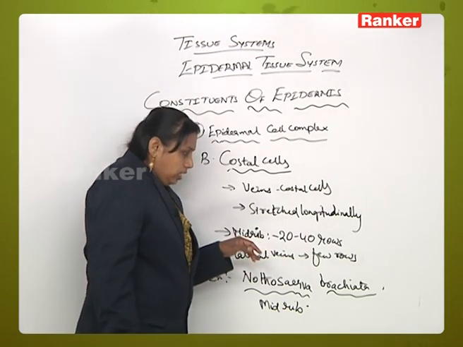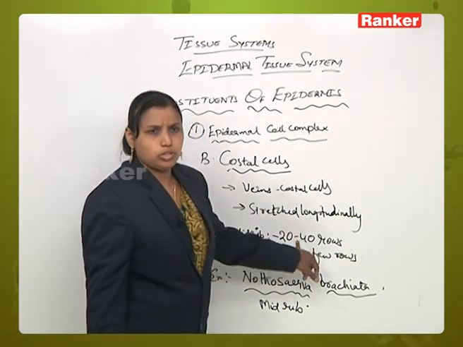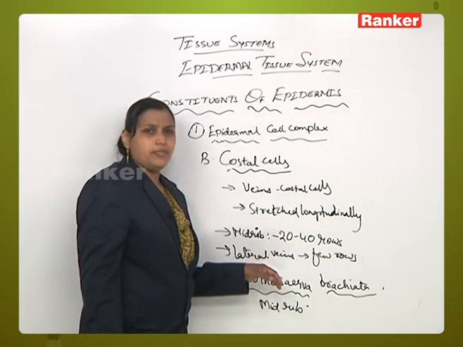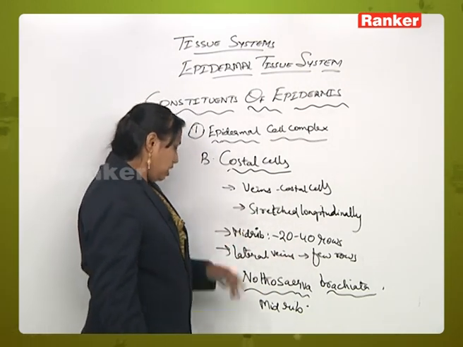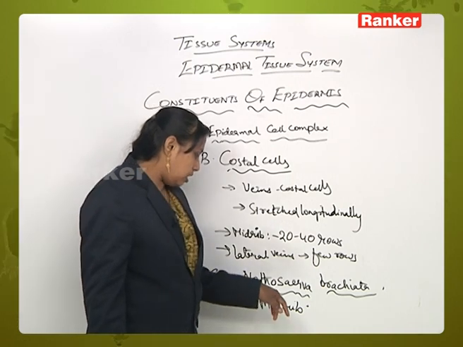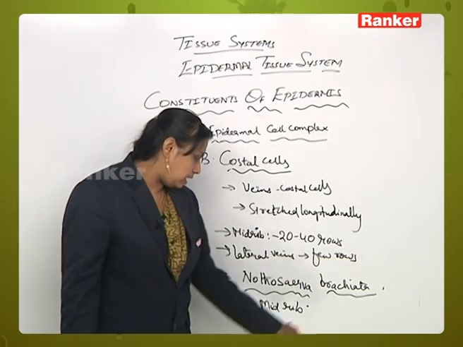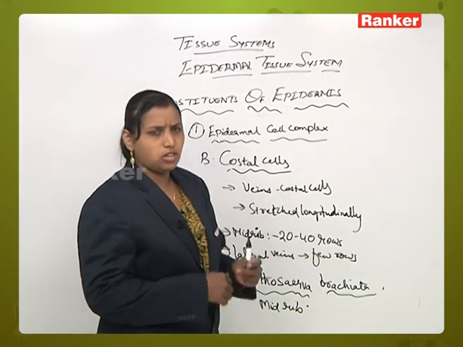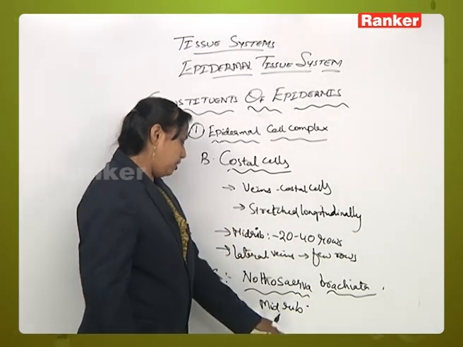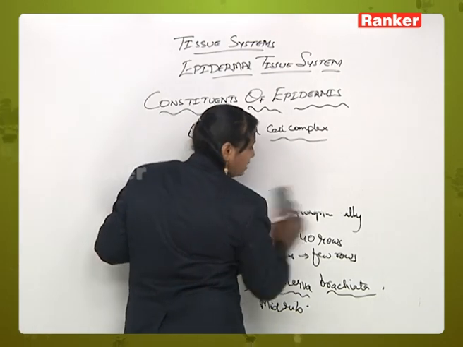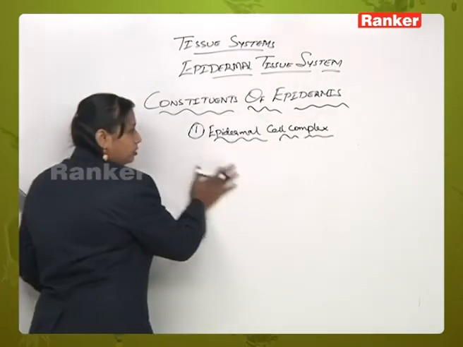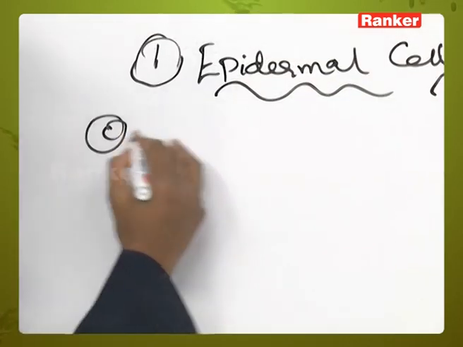On the midrib, you will see costal cells in 20 to 40 rows. In the case of lateral veins, it will be in very few rows compared to the midrib. For example, in the plant Nothosaerva brachiata, you will see costal cells in maximum number in the midrib. Okay, next, one more type of epidermal cell complex tissue is special epidermal cells.